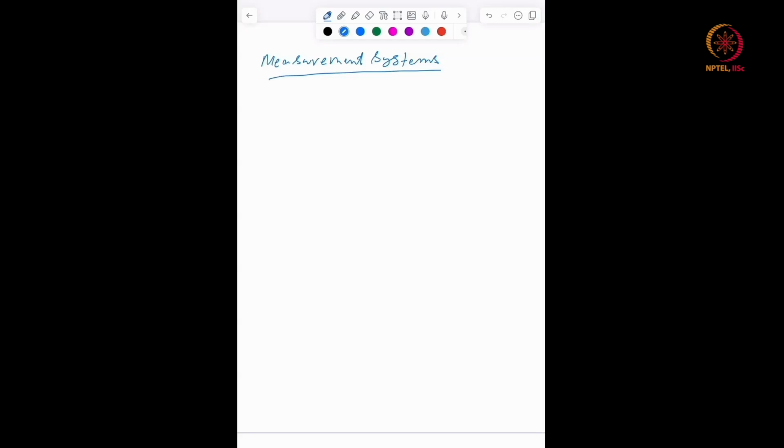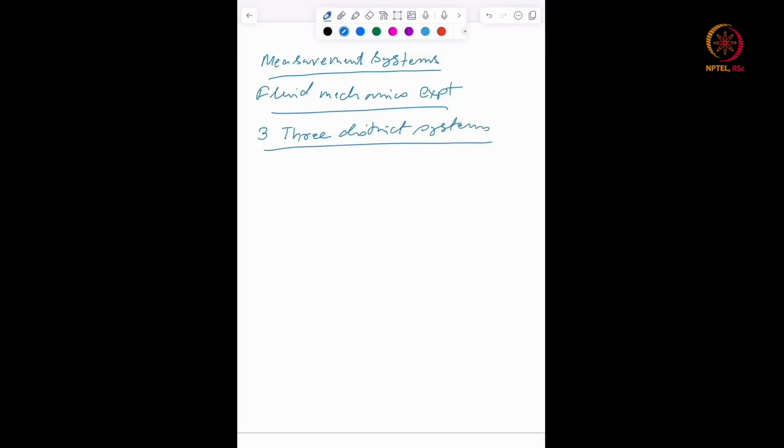So the measurement systems are basically, for example, since we are dealing with fluid mechanics, an experiment is performed. Basically, we want to measure the flow, right? Thus, in any fluid mechanics experiment, one may identify three distinct systems. So you are dealing with three distinct systems. First one is a physical system.